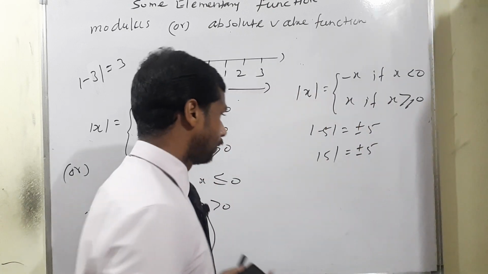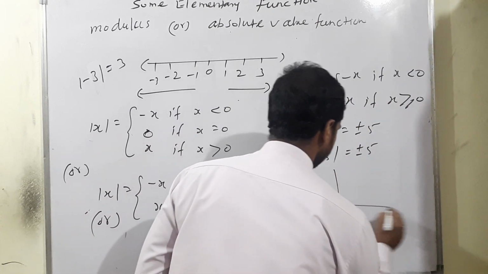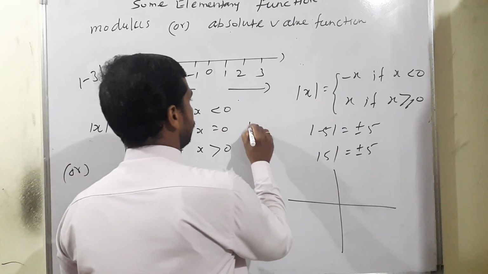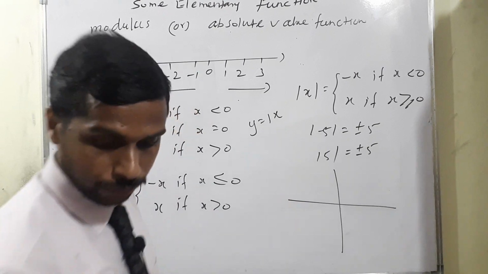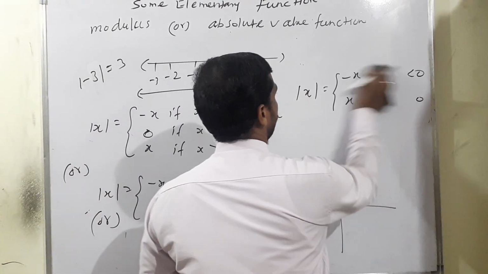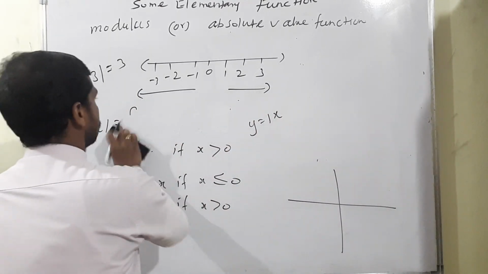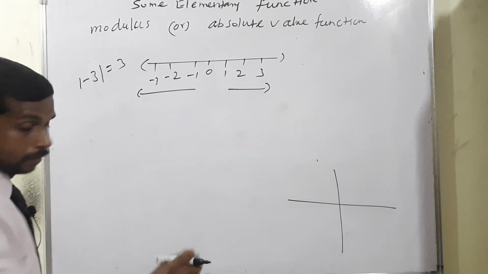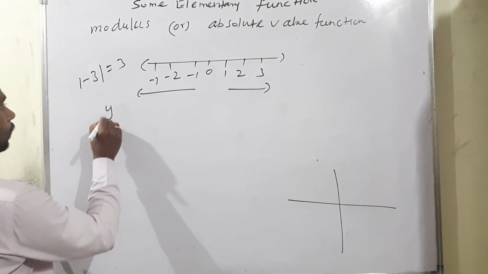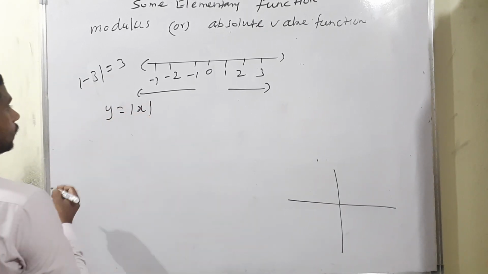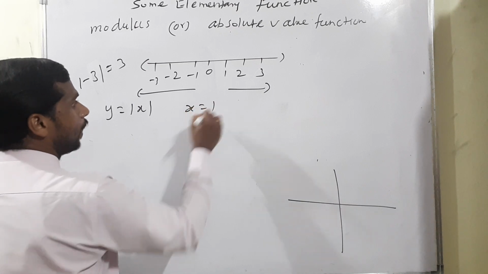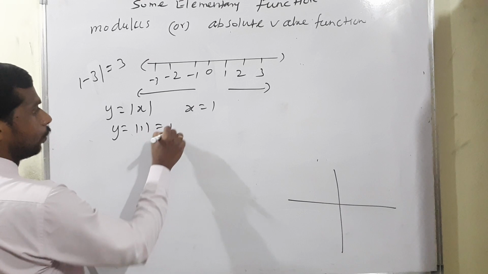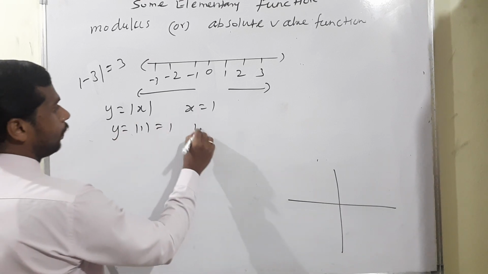So how to draw the graph actually? For example, y is equal to modulus x. So x is equal to positive 1. What will happen? y is equal to positive 1, so definitely the output 1 will come. Therefore we have the point 1 comma 1.